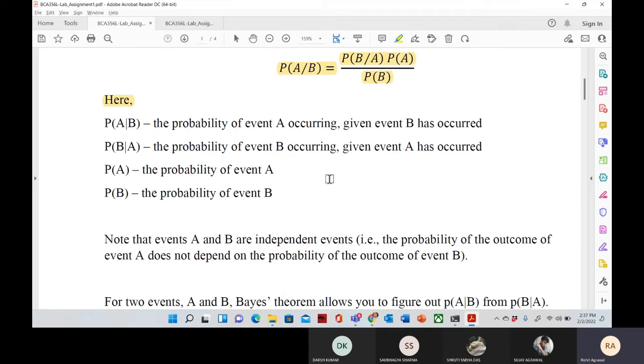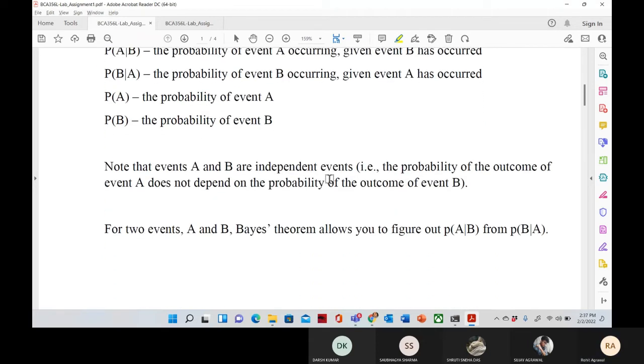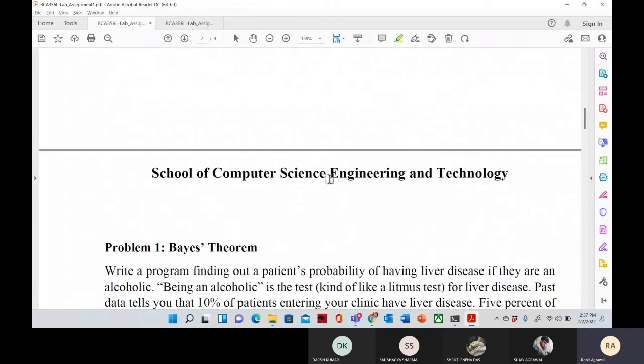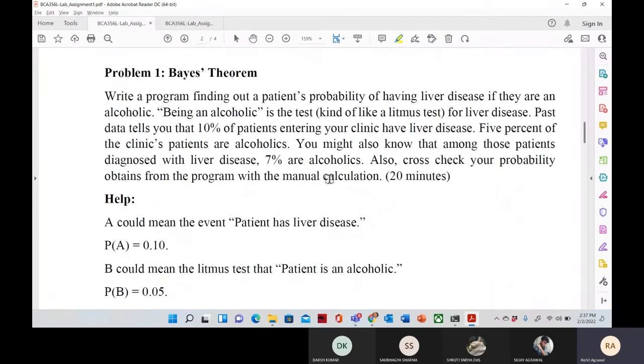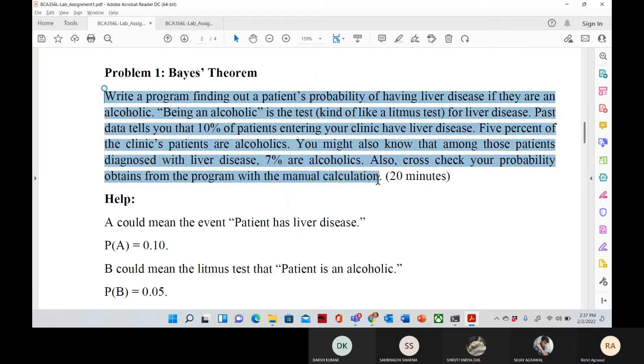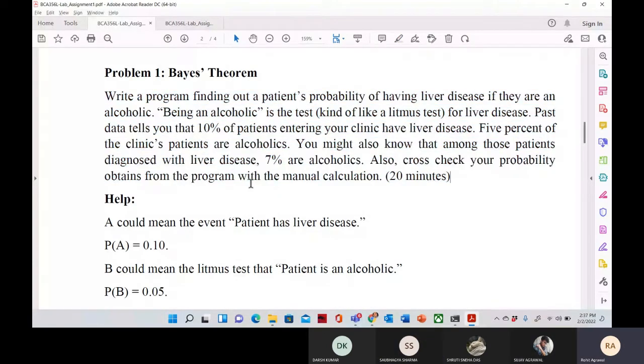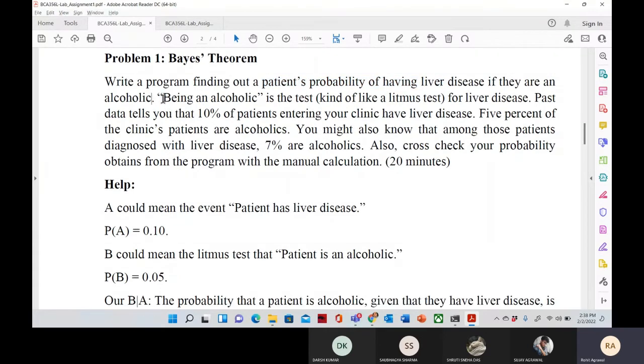Clear? I think you remember this. And we have some questions on this. So the first question is, write a program finding out a patient's probability of having liver disease if they are an alcoholic. And the data given is being an alcoholic is a test.